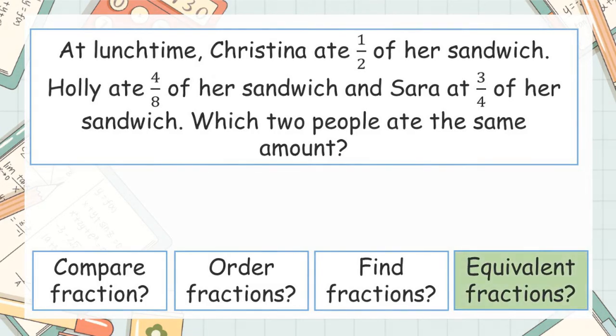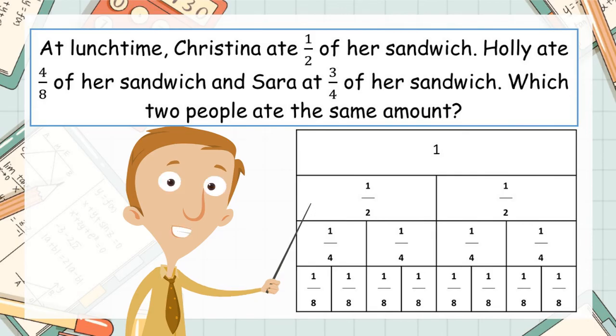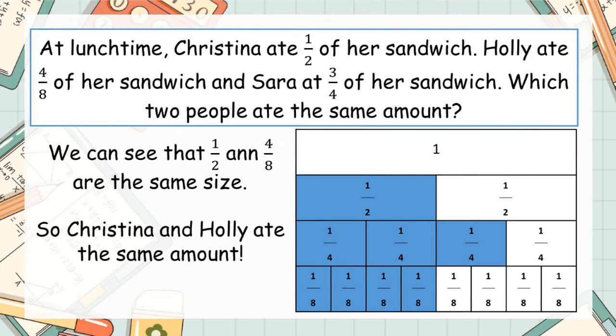Well, this is an equivalent fraction question. Remember those ones where we see which fractions are equal to each other. Use the fraction wall down below to help you solve the word problem. Remember, you're looking for the two people who ate the same amount. So you're looking for which two fractions are equivalent. Pause the video and give it a try. Well, when we put these all onto the fraction wall, we can see that 1/2 and 4/8 are the same size. So Christina and Holly ate the same amount.